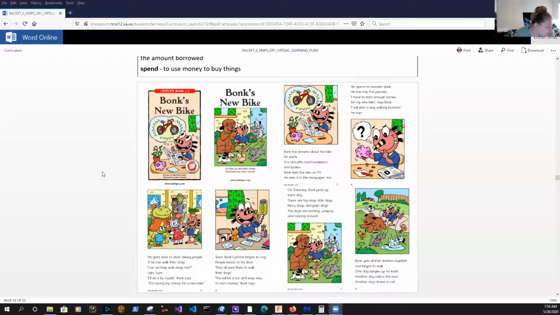Right here. And I'm going to read it to you, then you practice reading it to yourself as always. Bonk's new bike. Bonk has dreams about the bike he wants. It is red with cool handlebars and spokes. Bonk sees the bike on TV. He sees it in the newspaper too. He opens his monster bank. He has only 5 pennies. I have to earn enough money for my new bike, says Bonk. I will start a dog walking business, he says.